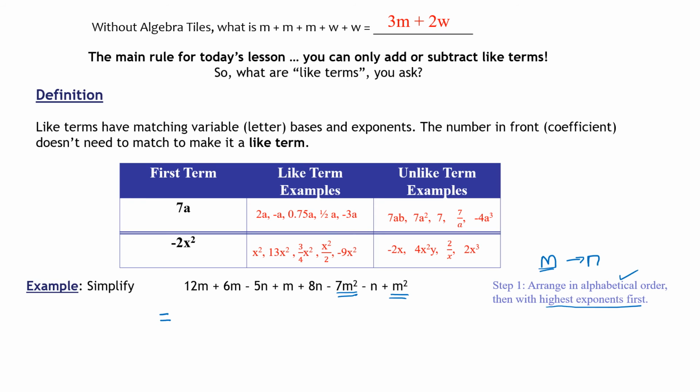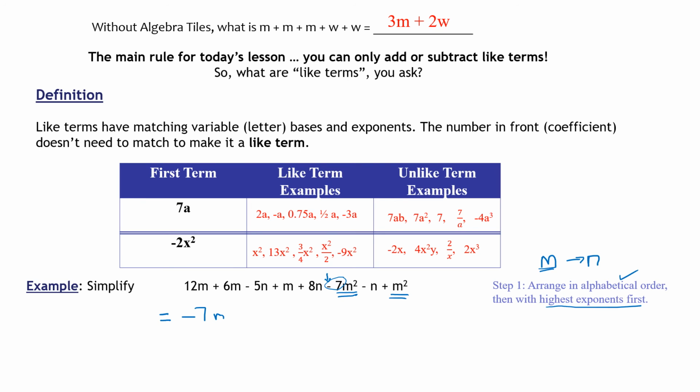and this is another confusing part. This sign here, subtraction, it actually has to go with the 7. It goes together. You have to take the sign that's in front. So we're going to write that as a negative 7m squared.